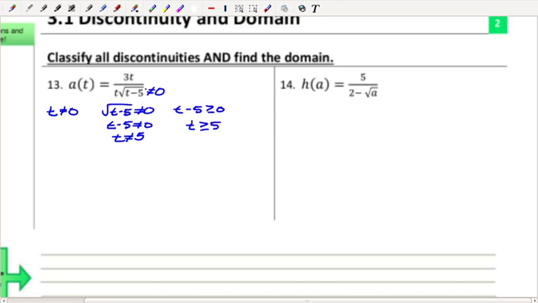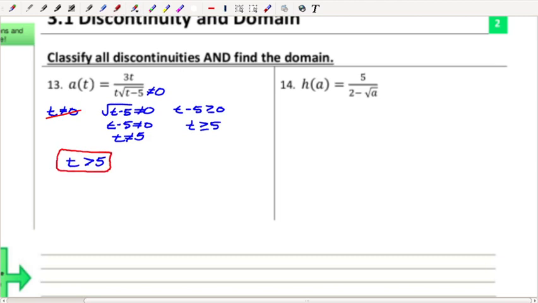Again, we're looking for the most compact way to write this. So t is greater than or equal to 5. We already know t is not going to be 0 because 0 would be less than 5, so I can ignore that. And between the two of these, this not equal to 5 will cancel the equal sign underneath. That gives me my domain of t greater than 5.